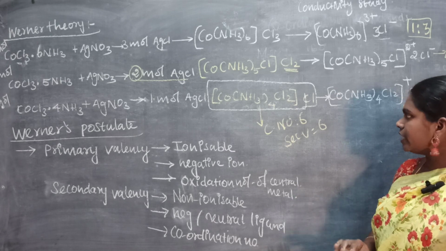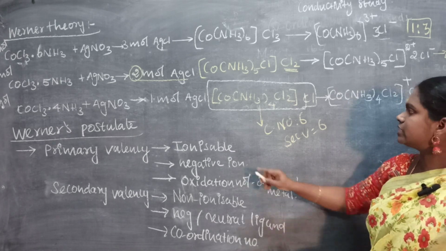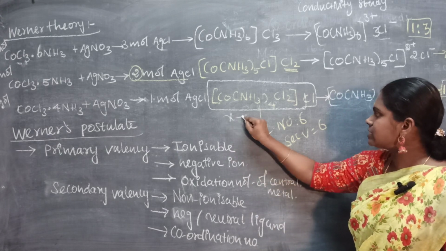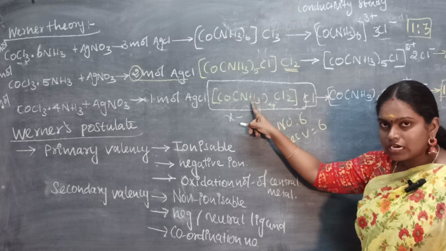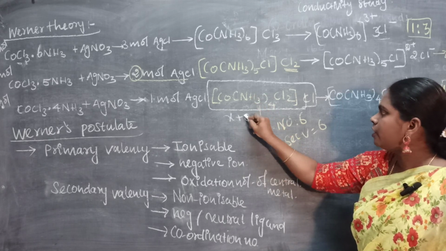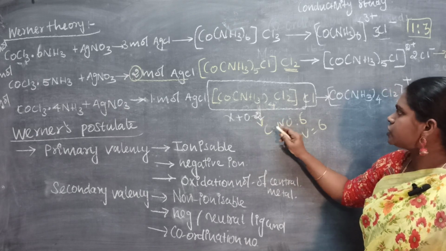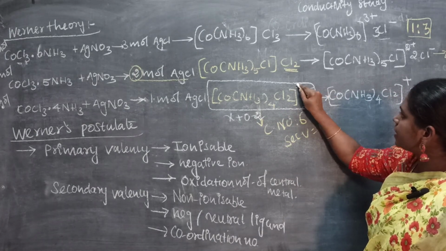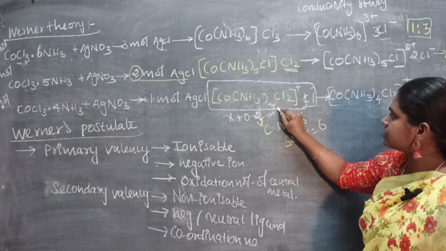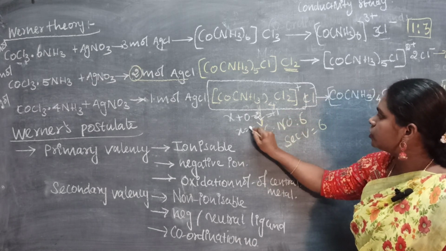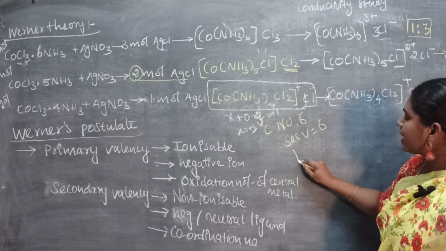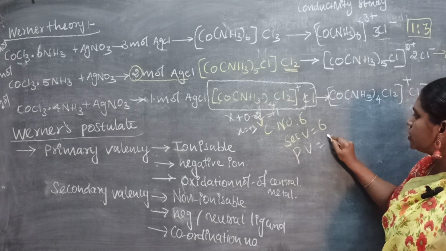metal atom. So look here at how to calculate the oxidation number. Here it is X, then this is the neutral ligand, so plus 0, here there are 2 negative ligands, so minus 2, and the charge is minus 1, so here it is plus 1, which equals plus 1, so X equals plus 3. So the primary valency is equal to 3.